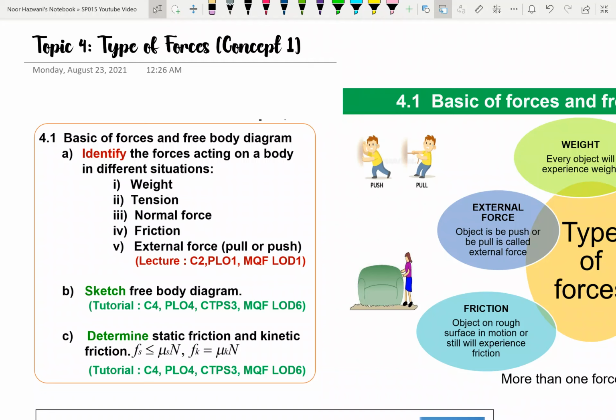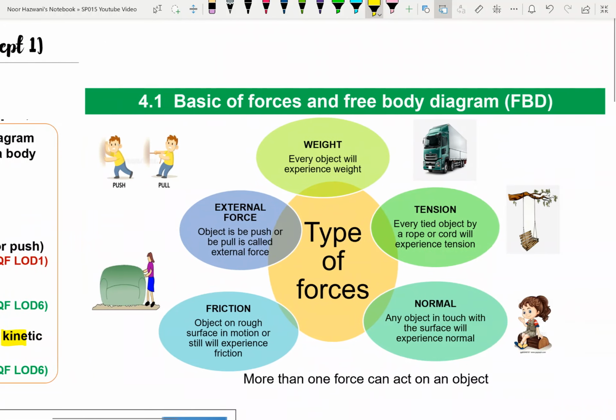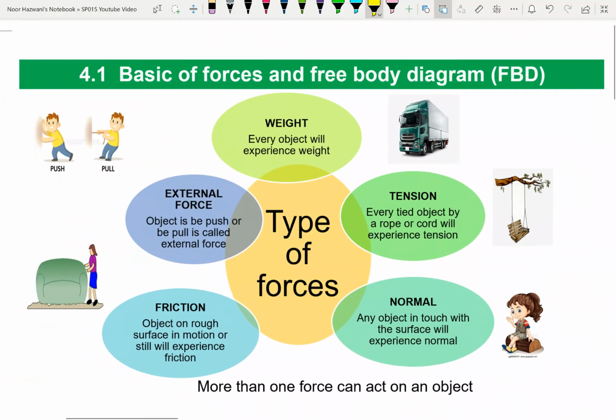Assalamualaikum and hi semua. So in this video, we are going to talk about topic 4. Just start topic 4 with introductions to 5 basic forces. So we are focusing on 5 main forces which are weight, tension, normal force, frictions and external force. After that, we are going to learn in the next video on how to sketch free body diagram. And the last one, we are going to determine static and kinetic frictions. Okay, let's start with 5 basic forces.